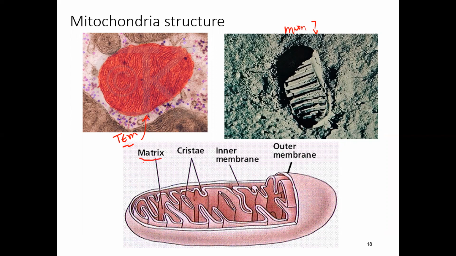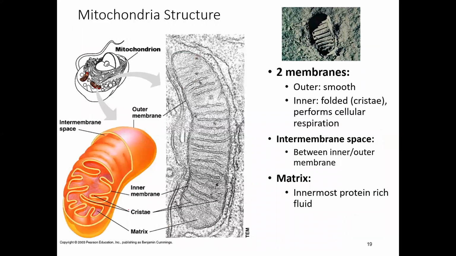The inner part is the matrix. The inner membrane has these really increased surface area foldings called cristae. They're part of the inner membrane, and they're very important because that's where the electron transport chain occurs. And there's the outer membrane. In between the inner and outer is the intermembrane space, right here. So we've got an outer membrane, an inner membrane, as well as an intermembrane space and a matrix.